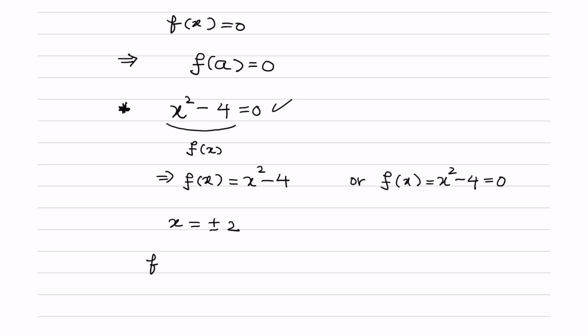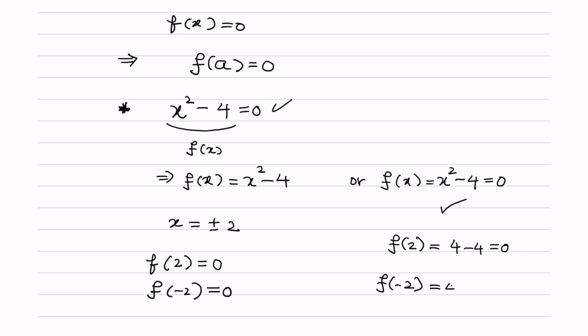Now what do you say? f of 2 will be equal to? It must be 0. You can check that. Here you can check that. f of x is x square minus 4. And when you plug f of 2, you get 4 minus 4, which is 0. What about f of minus 2? It must be 0. You can check that. f of minus 2 gives us 4 minus 4 equal to 0.